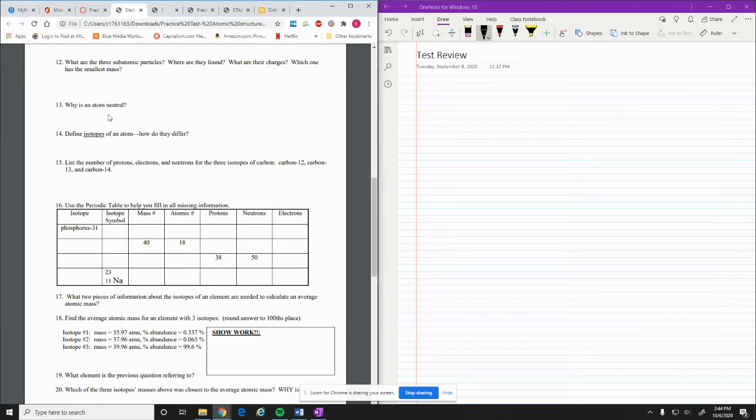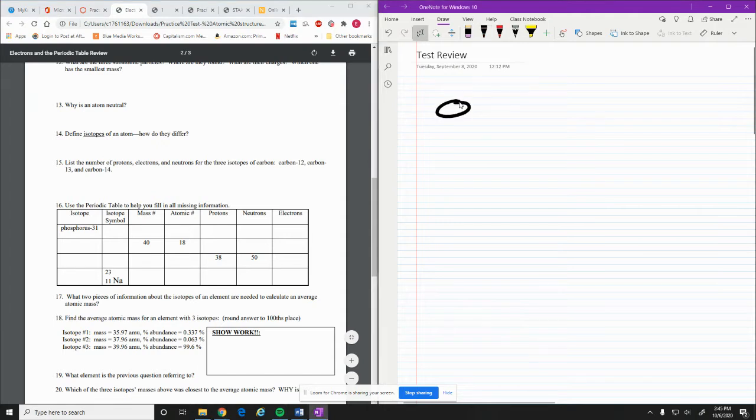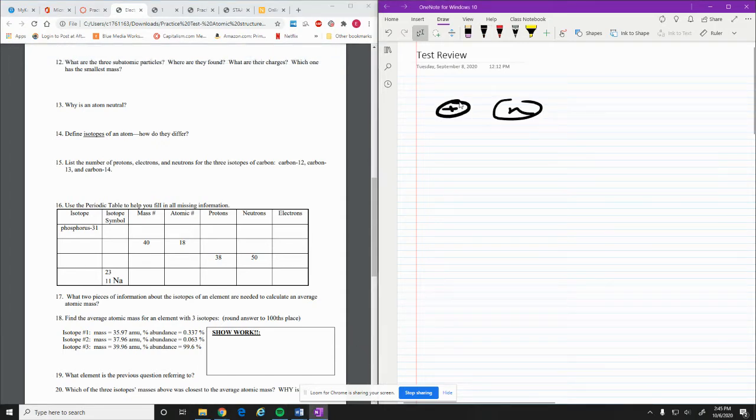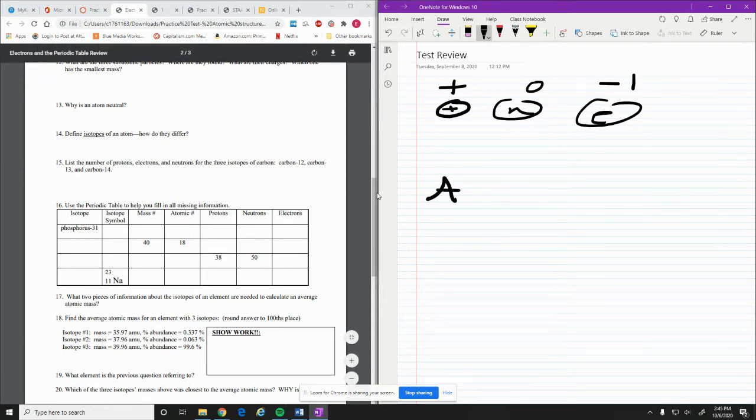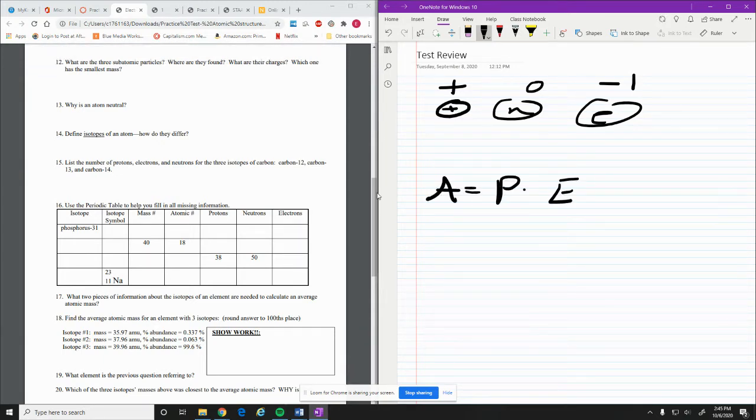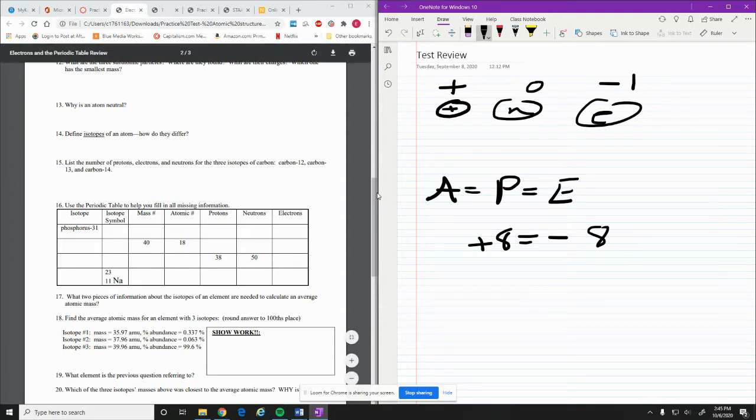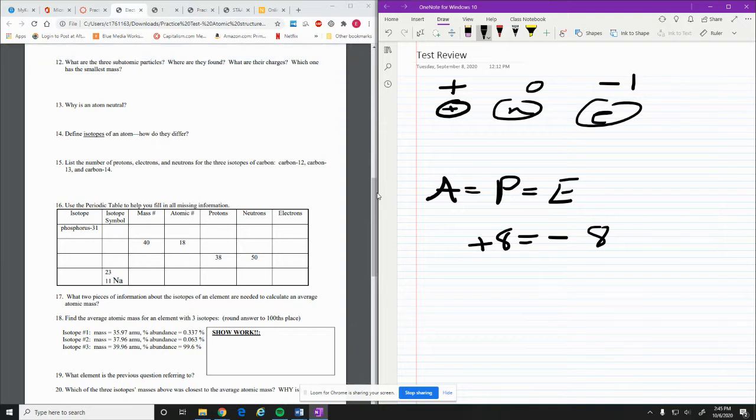All right. Question number 13. Why is an atom neutral? Well, if we look at what an atom consists of, we've got protons, neutrons, and electrons. Where this is positive, this is neutral. It doesn't have a charge, and this is negative. We've done 8 before, right, where atomic is equal to proton is equal to electron, and the protons are equal to the electrons because, well, if you have 8 protons, these are positive, it makes sense to have -8 to balance out. So that's essentially why the atom is neutral. Overall, +8 -8 is 0 charge.